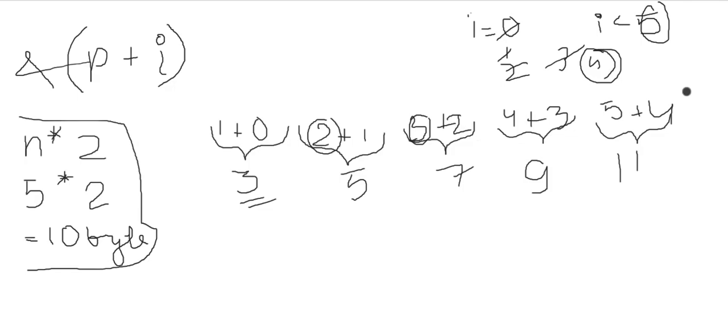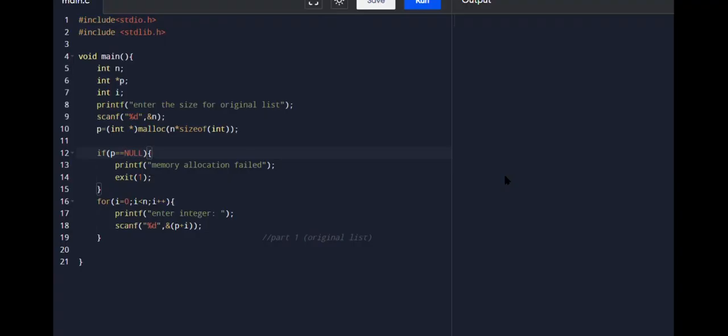Now we will go back to the program. So that was our loop, and the first part is completed for the original list. We have entered the elements with the malloc function and loop. Now we have to enter more. We don't have any memory left, so we will first allocate more memory. We have asked the size for the original array. Now we will ask again for the new bytes.